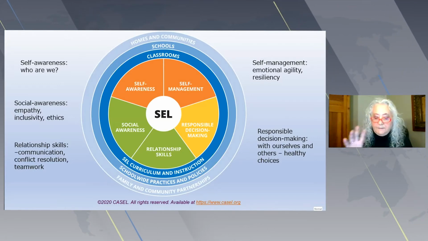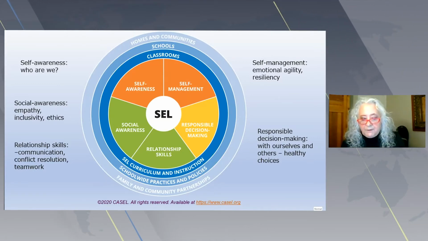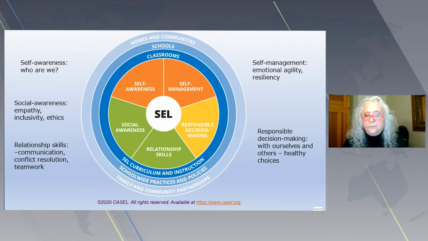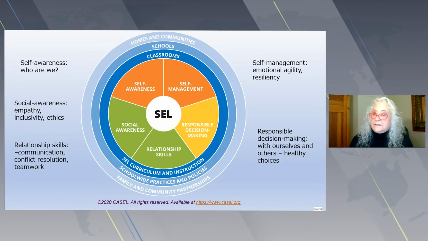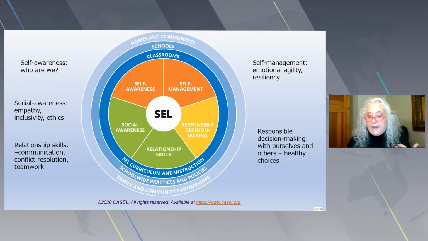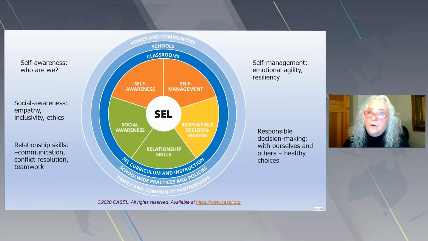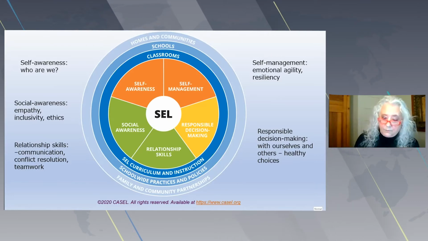The next section, self-management. That's where you find emotional agility and resiliency. We know how our emotions, thoughts, and behaviors happen in different situations. There's self-discipline here and personal stress management skills. And we also know how to set our own goals.